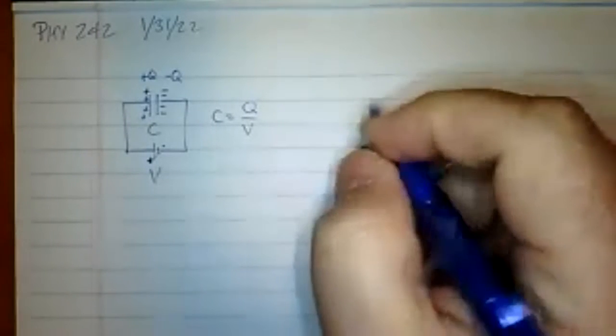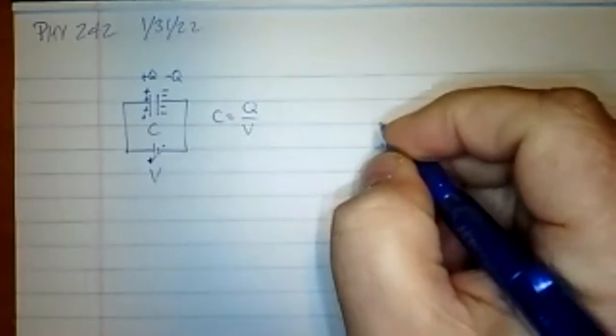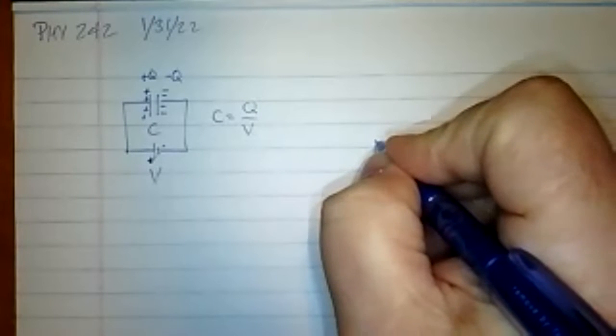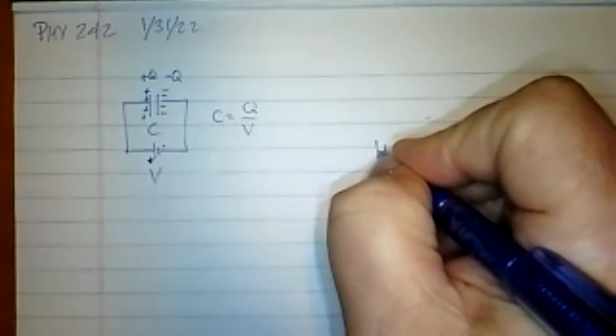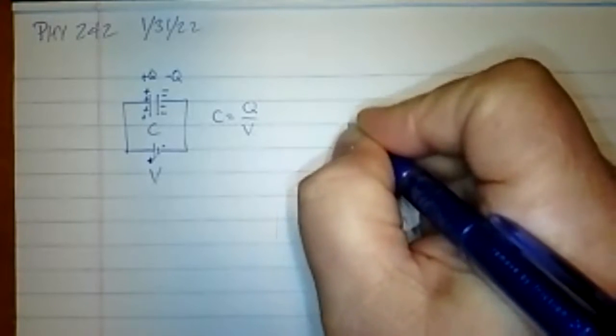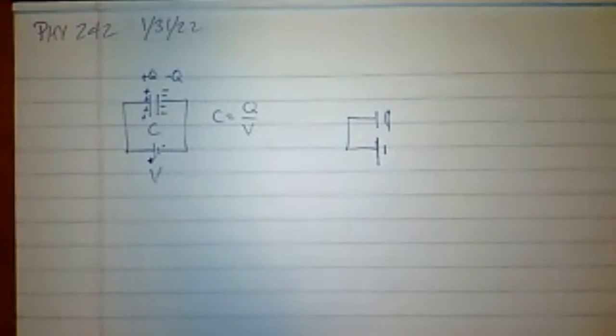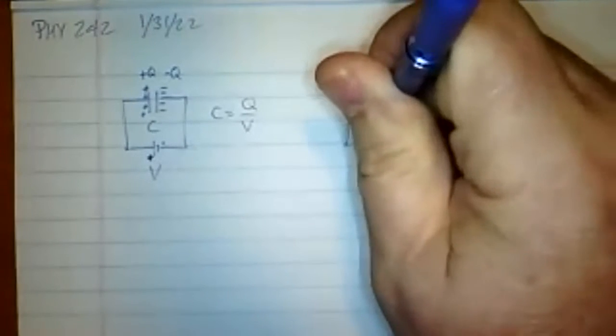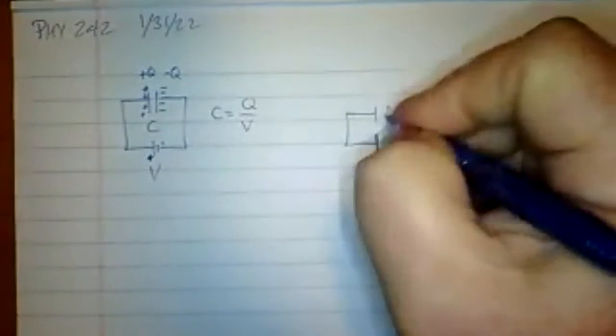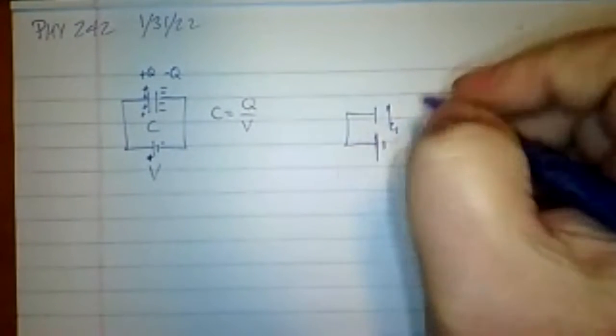So with that in mind and that description of how it's going on, let's consider, for instance, a case where we have two capacitors in parallel. So I'm going to have a battery again, V, and I'm going to have a capacitance. We'll call that C1.